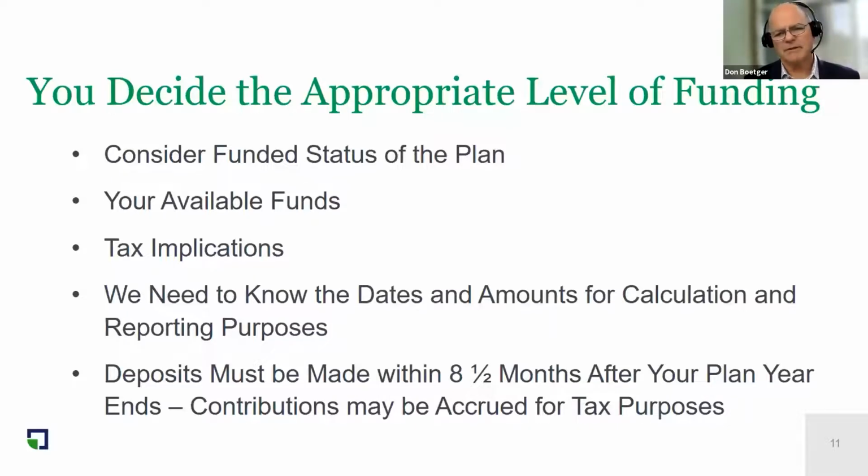So all this happens, and you think about where you're at. You think about the available funds you have, the tax implications, talking with your CPA. And then we just need to know the dates and amounts of the contributions for calculation purposes. And you should remember that you can make these contributions all the way up until 8.5 months after your plan year ends, and they can be accrued for tax purposes. Now, you will have to go on extension to accrue them, otherwise they're due by your tax date.